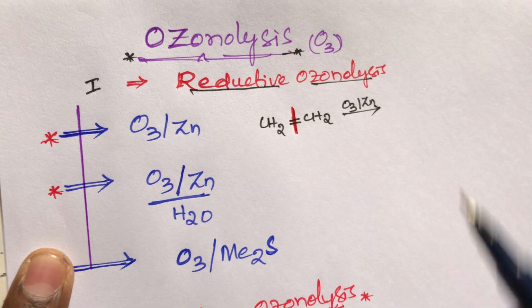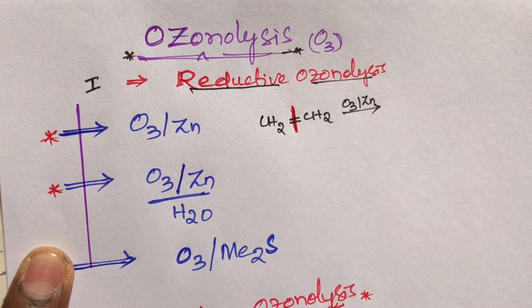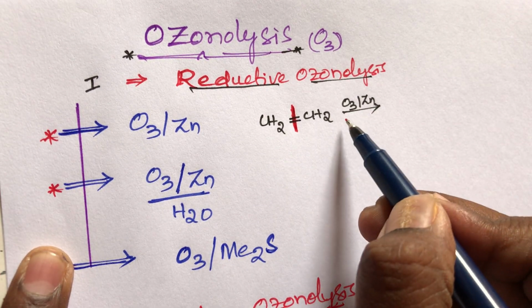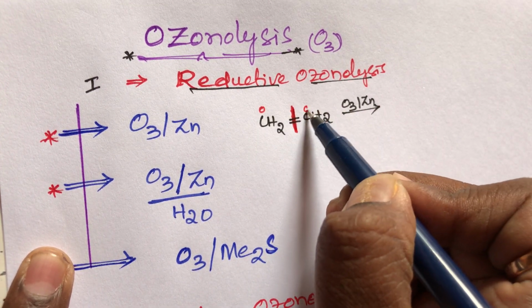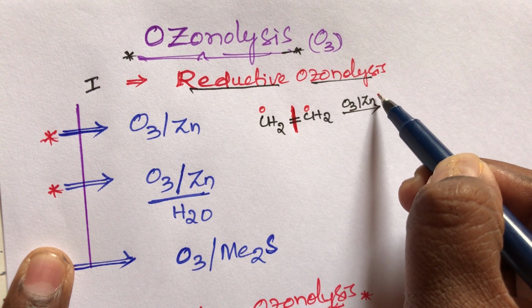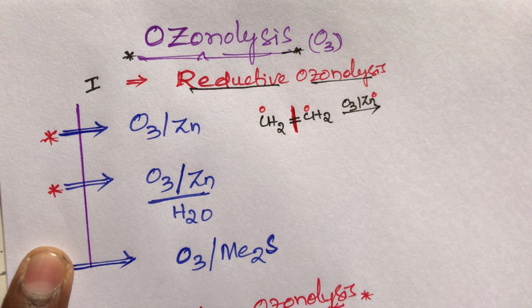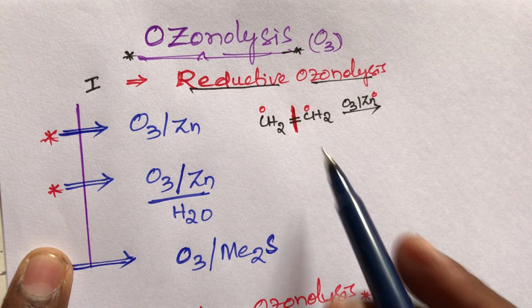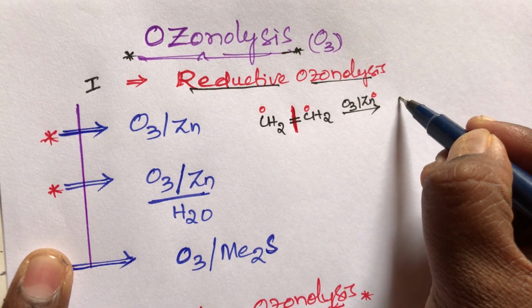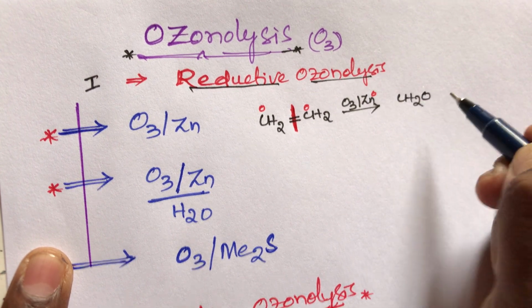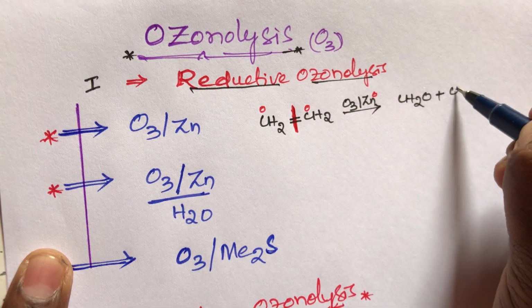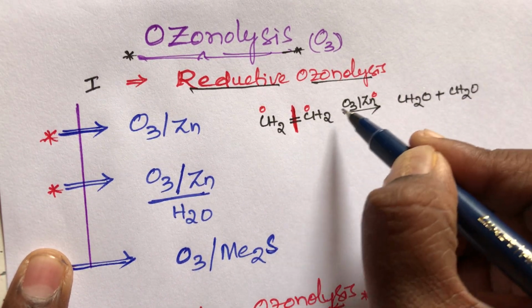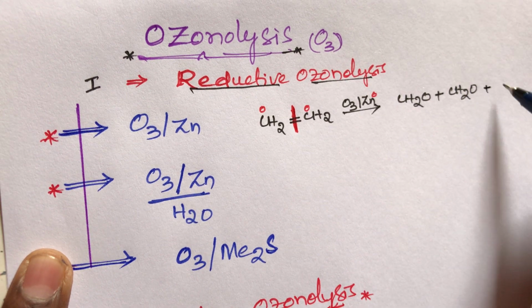Cut this bond, simply remember, cut this bond. Here three oxygens are there. Out of these three oxygens, one oxygen is put on this carbon, another oxygen on this carbon, and one more oxygen on zinc. So here complete bond cleavage, cut this bond. So we get the product: CH2O plus CH2O, left hand side CH2O, right hand side also CH2O, plus one more oxygen on zinc, so this is zinc oxide.